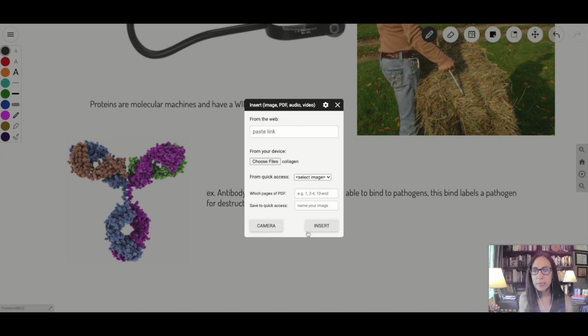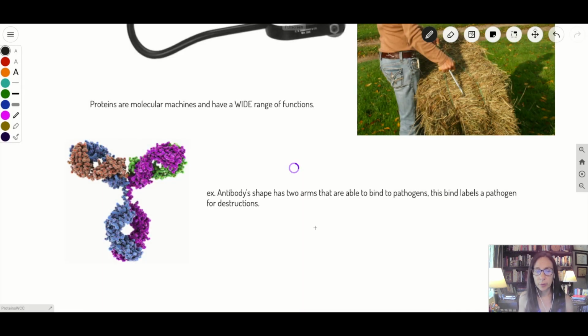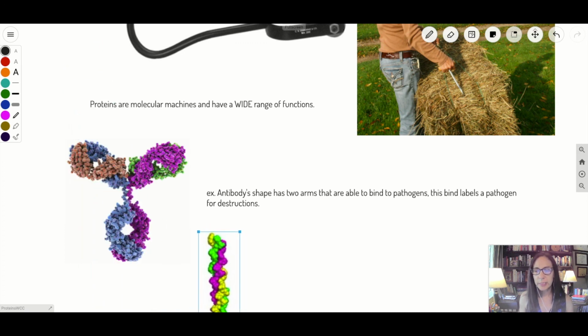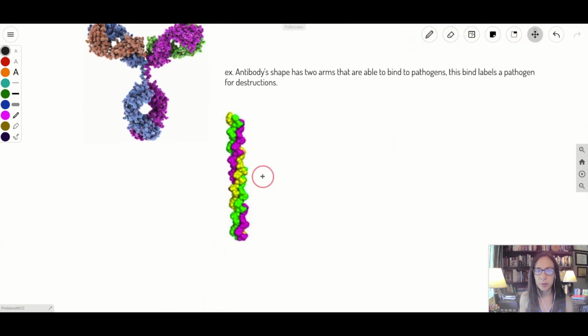So here is an example of a protein. And this protein is called collagen. Okay, so this protein is called collagen. And as you can see, it is just like a rope. It's got this rope structure.